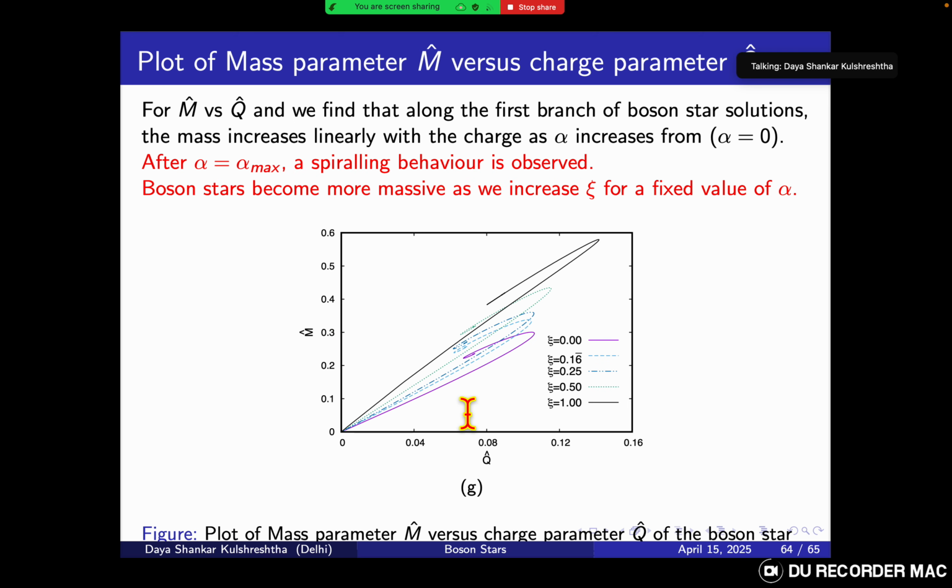This is the last figure which shows the mass versus the charge. Yuta very much loves these figures, and here you see that m increases almost linearly up to this limiting value of alpha, and then it starts making, it's not so visible here, but then you get these spirals here. So after this value alpha going to alpha max, a spiraling behavior is observed, and this becomes more massive as we increase xi for a fixed value of alpha. So with this, I think I'm through with all my results.